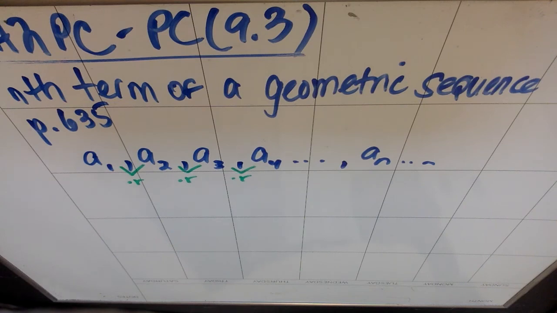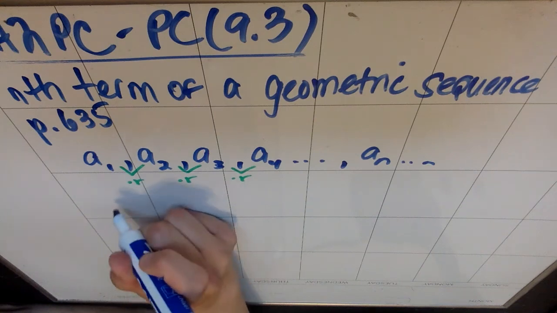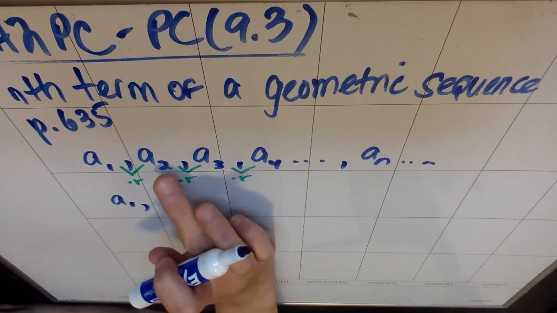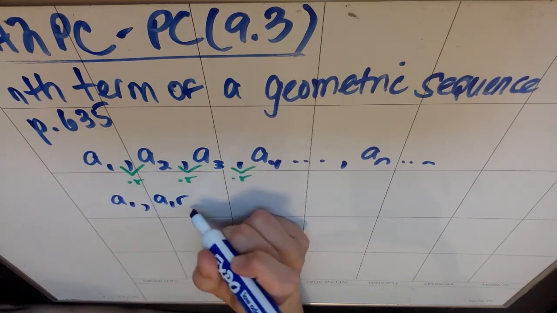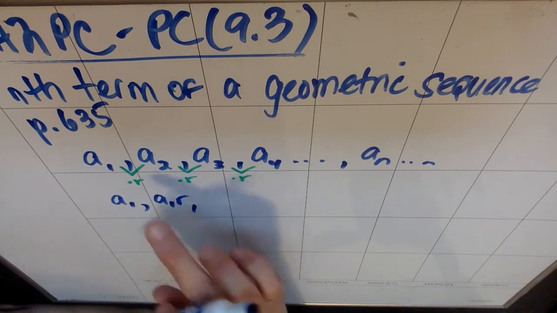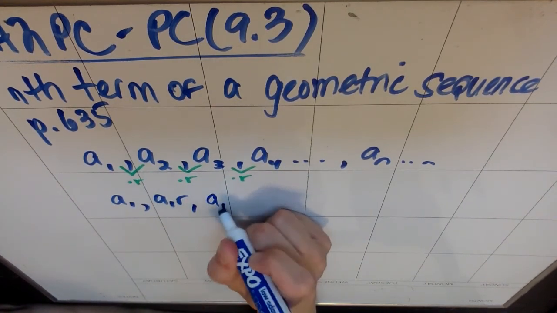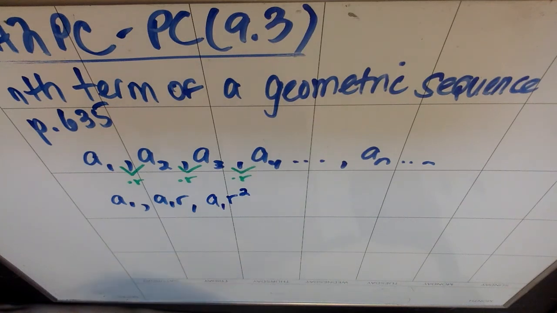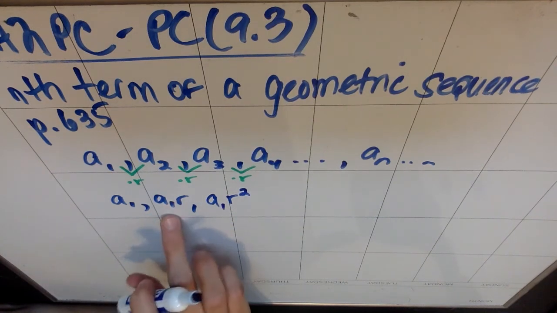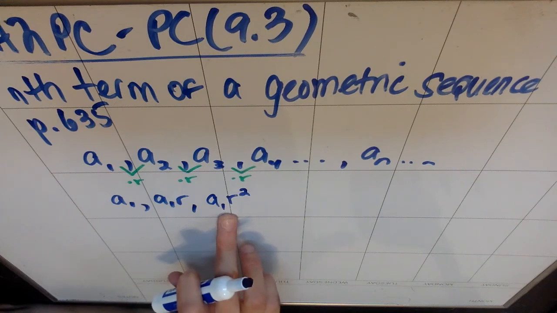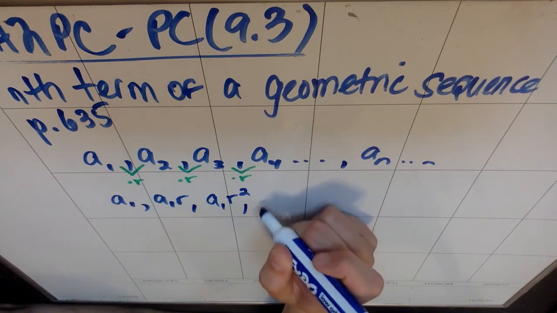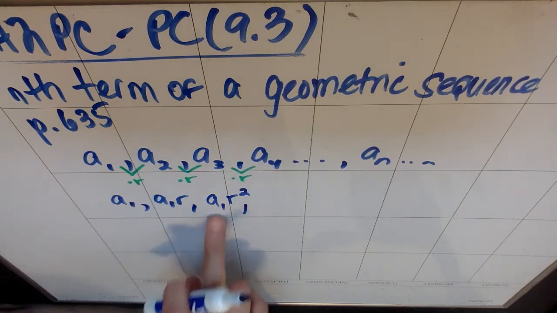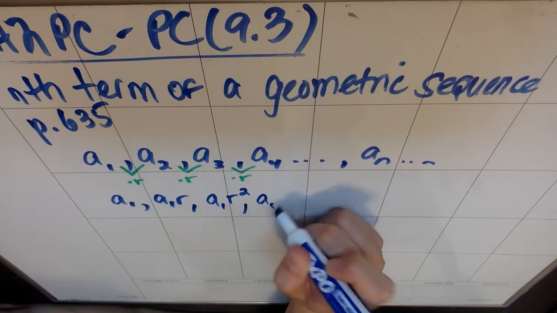So what I want us to realize is that we could actually rewrite this sequence so that it looks like a sub 1, well, a sub 2 is the same as a sub 1 times r, that common ratio. What that means is that a sub 3, which was a sub 2 times the common ratio, should be a sub 1 times 2 of those r's. Because if a sub 2 is a sub 1 times r, then a sub 3 would be a sub 1 times r times another r. And then the same logic would take us to a sub 4, which would be a sub 1 times r squared times another r, so a sub 1 times r cubed.